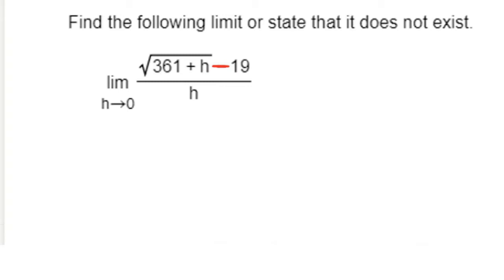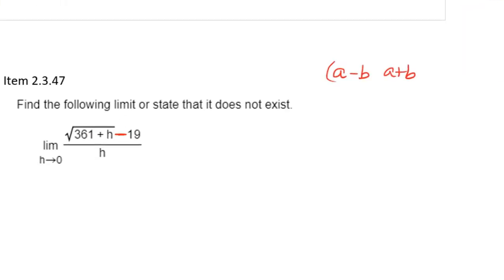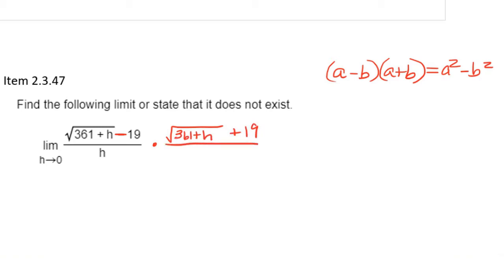Remember, if you have a binomial a minus b, its conjugate is a plus b. The reason that's helpful to multiply by is because it fits the pattern of a difference of squares when you multiply it out. So in this case, the conjugate is the square root of 361 plus h, plus 19. The conjugate is the same two terms, but with the opposite sign in the middle. We can't just multiply because we want to, but what we can do is multiply by 1. So I'm going to multiply by that value over itself, so I'm not changing the value of the expression, just the way it appears.